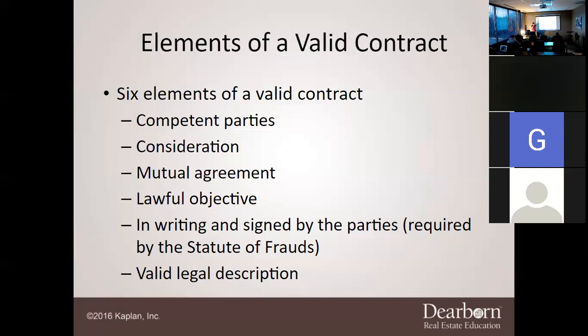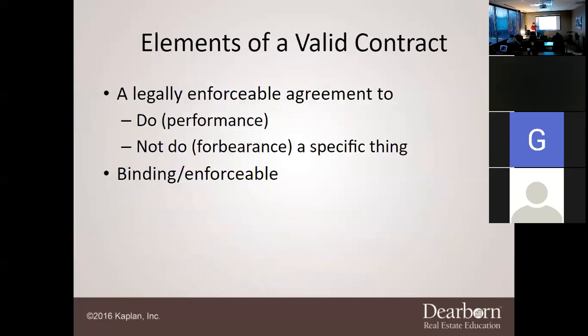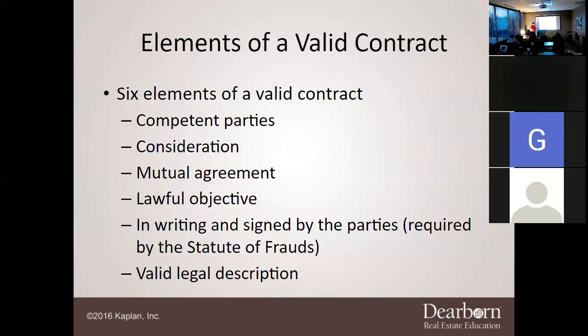Okay? So in that situation, you have to make certain that all 6 elements are there for it to be valid. If these elements are not here, then this second bullet, where we're talking about binding and enforceable, it's not there because it's not a valid contract. So let's talk about each one of these real quick. What are your 6 elements?